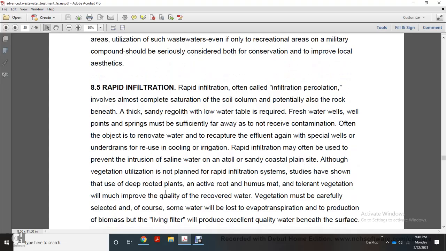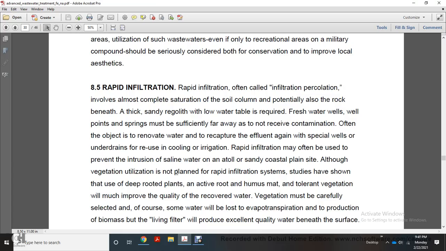Rapid infiltration, often called infiltration percolation, involves almost complete saturation of the soil column, potentially also of the rock beneath it. A thick, sandy geology and a low water table are required. Freshwater wells, well points, and springs must be sufficiently far away so as not to receive contamination. Often the objective is to renovate the water and recapture the effluent again, using special wells, underdrains, reuse, and cooling integration. Rapid infiltration may also be used to prevent saline water intrusion in a sandy coastal plain.